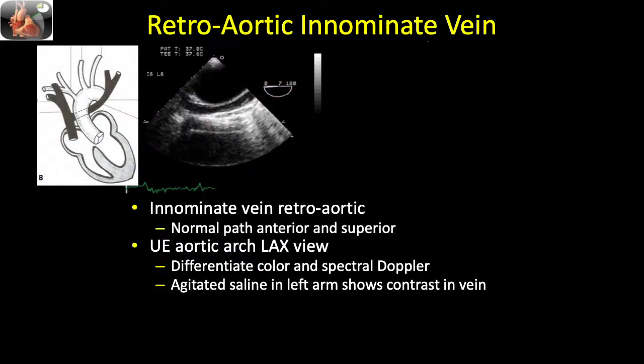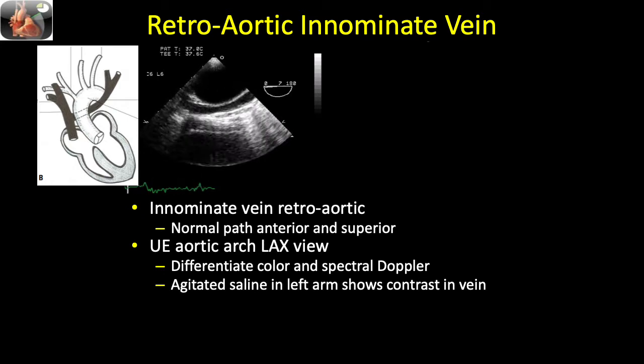Immobile echo-free space. Normally, the innominate vein or left brachiocephalic vein lies anterior to the transverse aorta. However, it may traverse a retroaortic path. This can be differentiated by color and spectral Doppler, with low flow shown in the innominate vein.